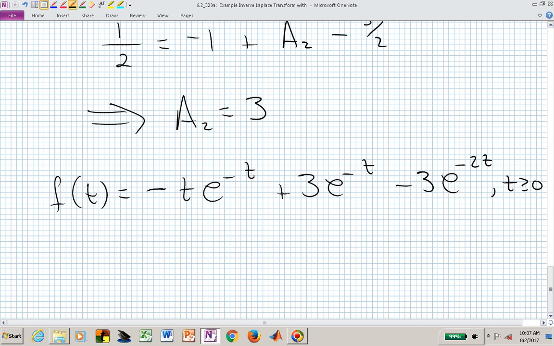It has more than just structure. Now we've identified those residues, or those partial fraction expansion coefficients, and we've had to use a new technique beyond the cover-up in order to find that one remaining coefficient, in this case a sub 2.